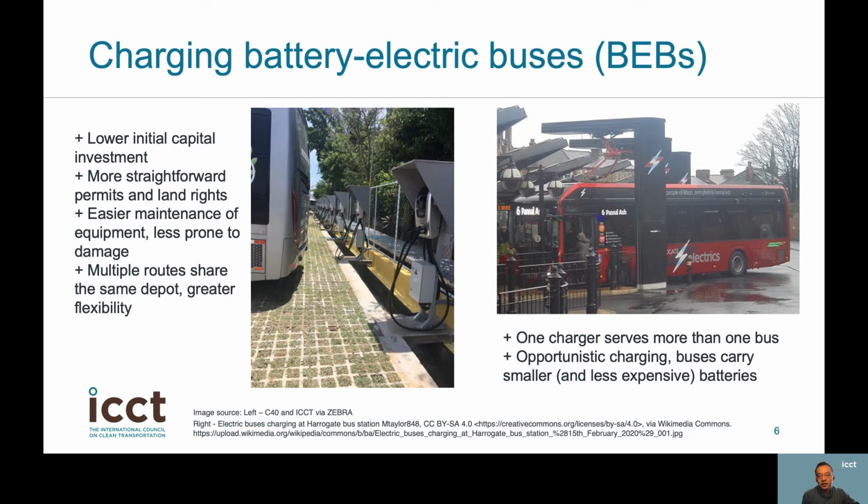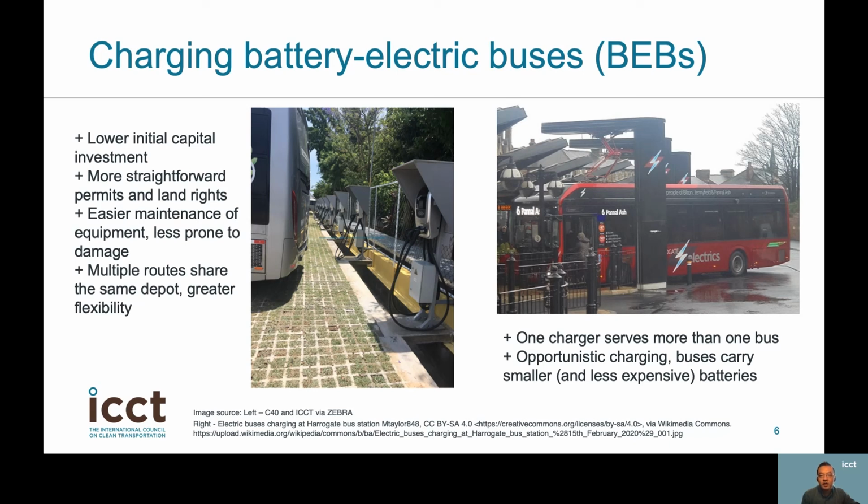Depot charging has a lower initial capital investment, and because all the chargers are in the same space that operators already own, there are fewer permit and land rights issues. Operators can maintain the equipment more easily and don't have to worry as much about vandalism or other kinds of damage. Battery electric buses operating on different routes can utilize the same facility at the same time.